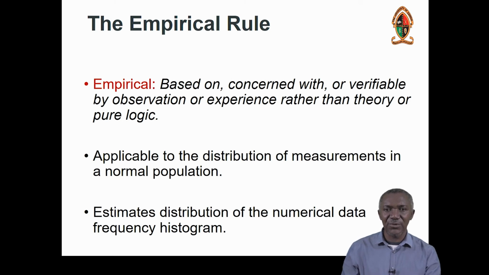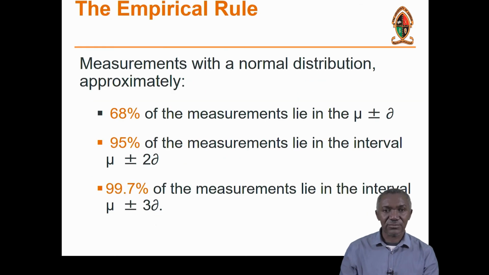So this is applicable to distributions of measurements in a normal population. The empirical rule is applicable to distributions of measurements in a normal distribution, and the distribution should be of numerical data. Numerical data, that's what we're talking about. So this is the empirical rule, for measurements with a normal distribution.